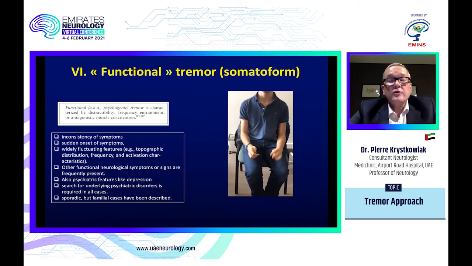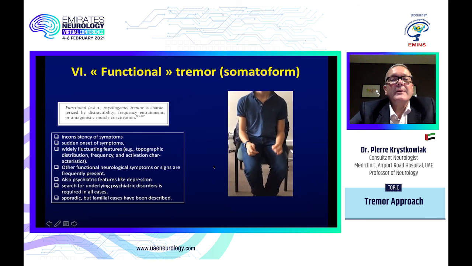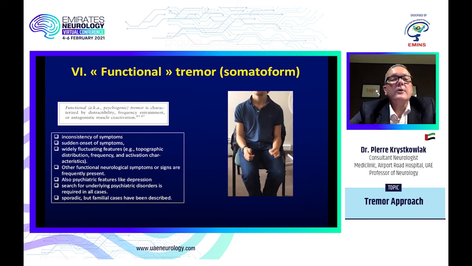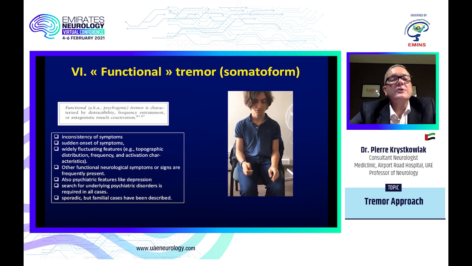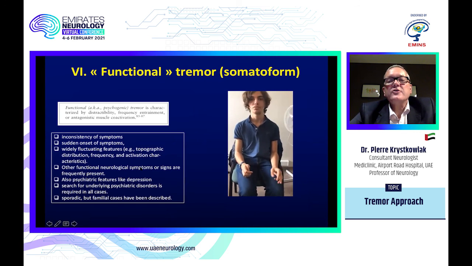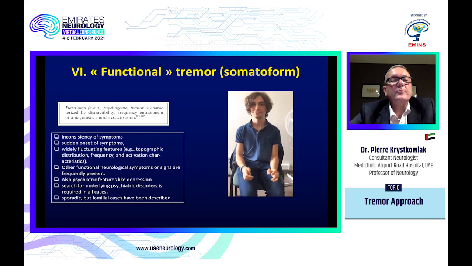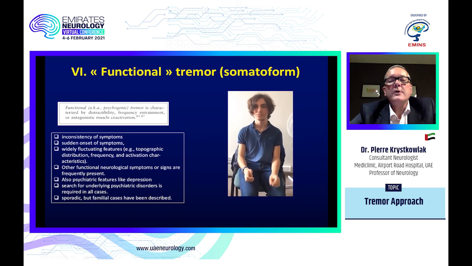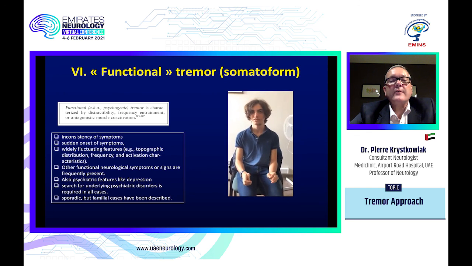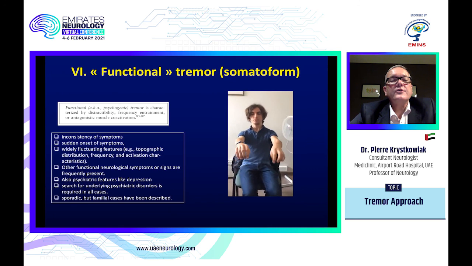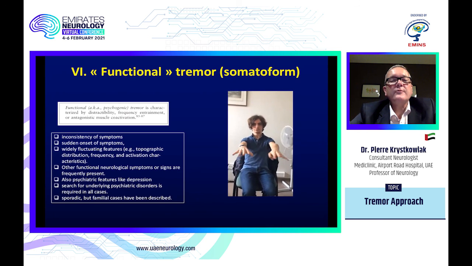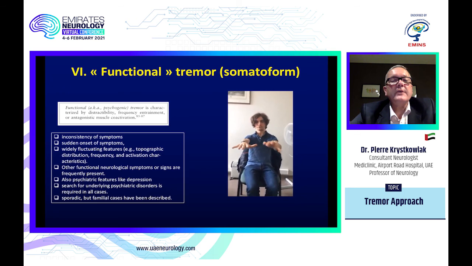And finally, you have the functional tremors, the somatoform tremor, which is characterized by distractibility, the very specific phenomenon of frequency entrainment, or you can also observe a less specific phenomenon, which is antagonistic muscle coactivation. You can suspect this kind of tremor when you observe inconsistency of symptoms, when you get a sudden onset of symptoms, when the tremor features are fluctuating over the consultation, or when you have some interruption of tremor during the weekend, for example, and then on Monday it starts again.